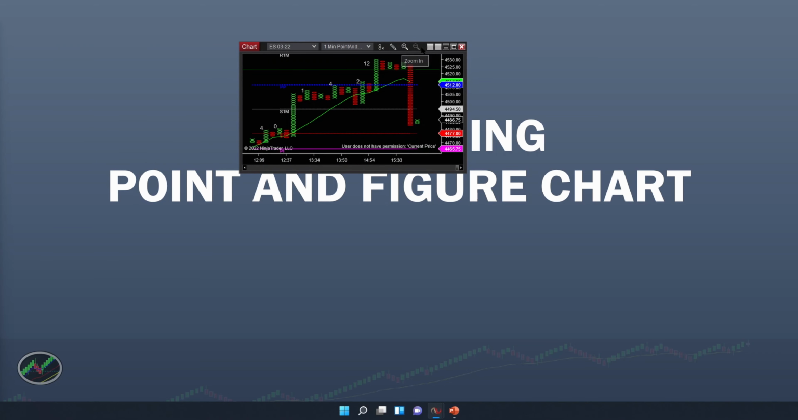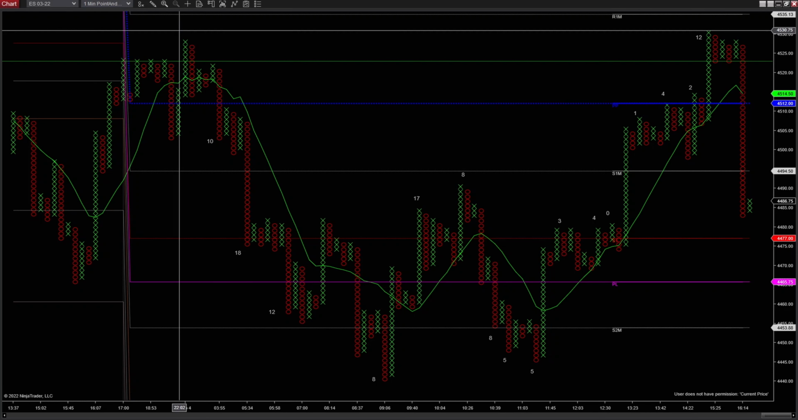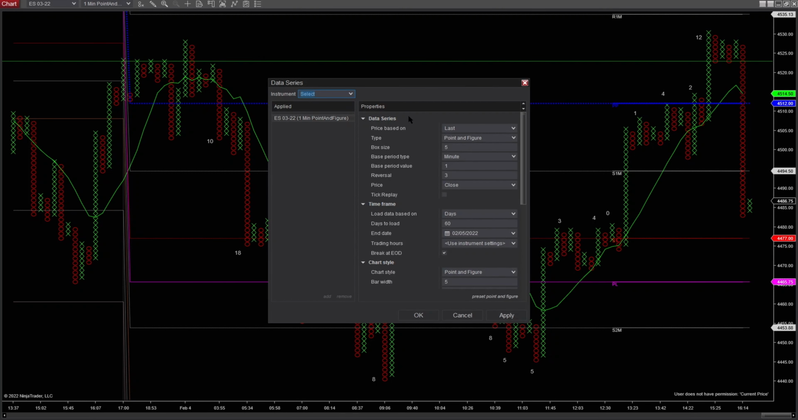Let me go here, and I'm going to explain all of these numbers later on. If we go to the composition of this point and figure, this one is a box size of 5, and it's based on a tick chart. So 5 is the box size.